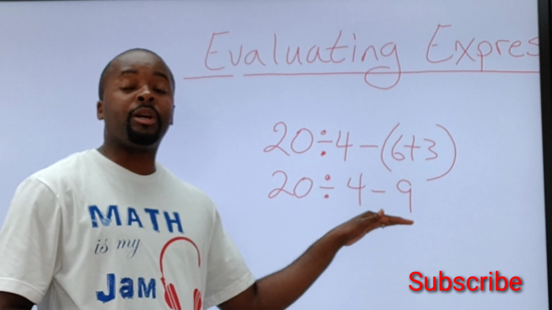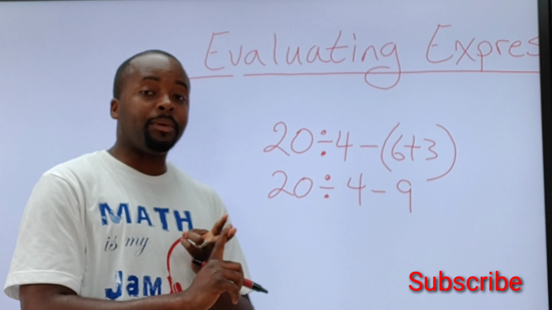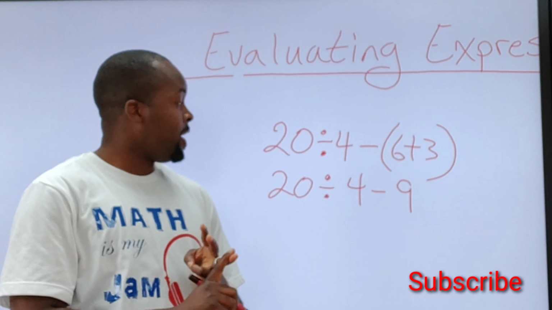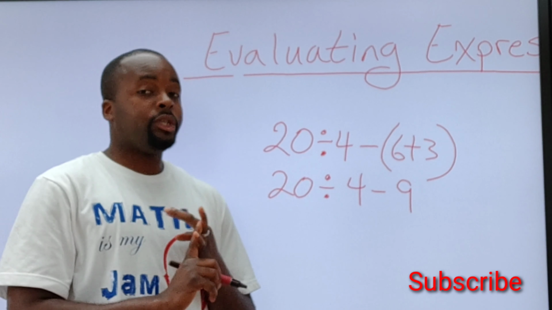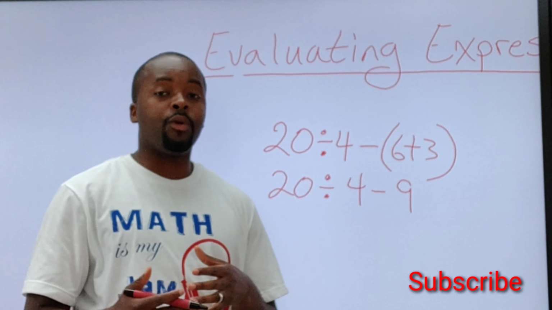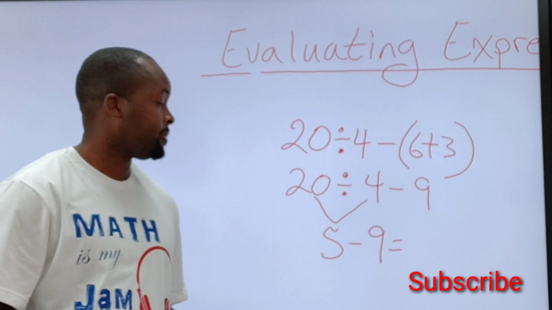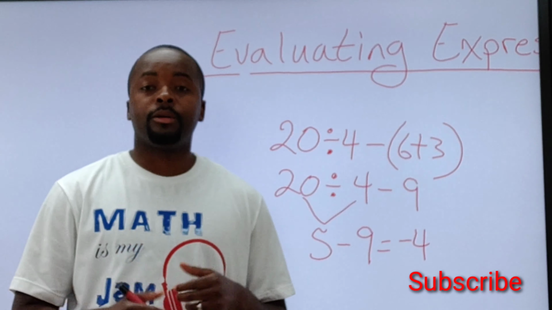So the next step is we're going to go back to PEMDAS. We're going to see, okay, we've done the parentheses. We didn't have any exponents. We don't have any multiplication, but we do have division. So now we're going to do 20 divided by 4, which is going to give us 5. And so we end up with 5 minus 9, and 5 minus 9 is going to give us negative 4. Okay, and we're going to do one more.